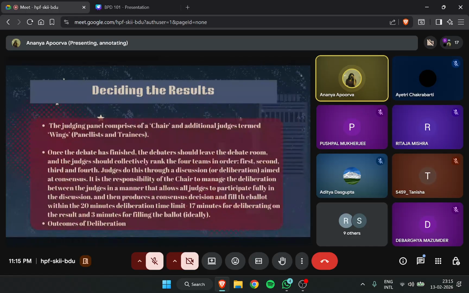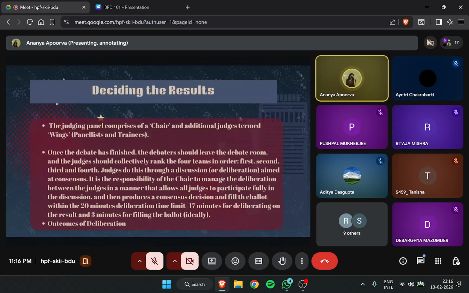Deliberation happens in a lot of ways, but it usually happens in the way that a chair leads the entire deliberation, and then in the best possible scenario, all the wings, all the panelists come to a consensus, a fixed ordering of first, second, third, and fourth, and then the chair solely gives the verdict and the oral adjudication. Note that in BPDs, all judges do not give OAs. Only the chair gives the OA to the room.